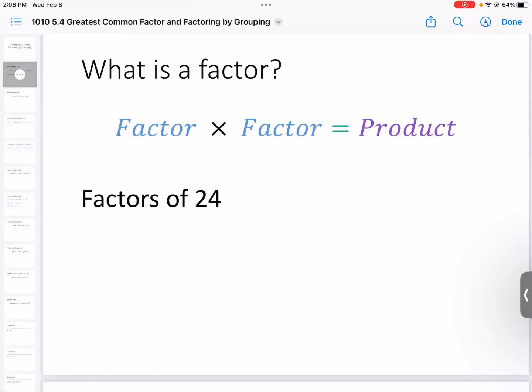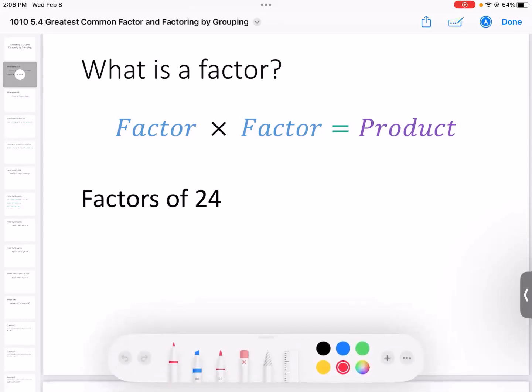So if you were looking at factors of 24, you might say, well, some of the factors of 24 are 4 and 6, because 4 times 6 equals 24. And when we factor something, it's possible to have it partially factored. So what I mean by that, if we take the number 24, 24 can be factored into 4 times 6.